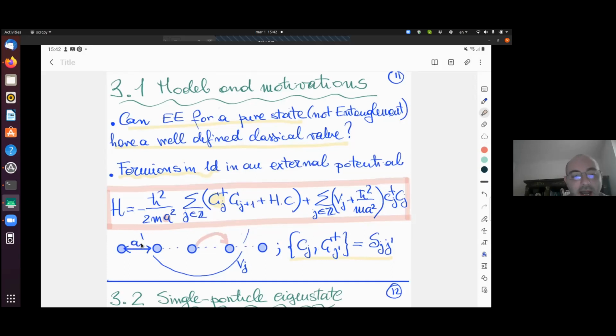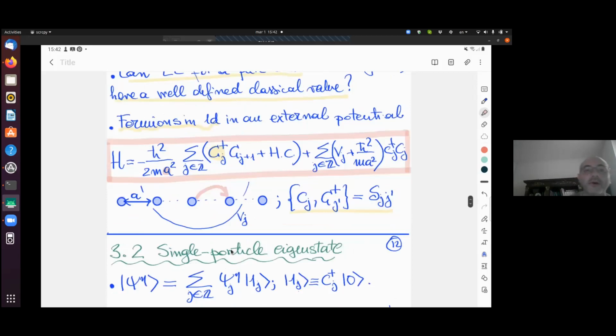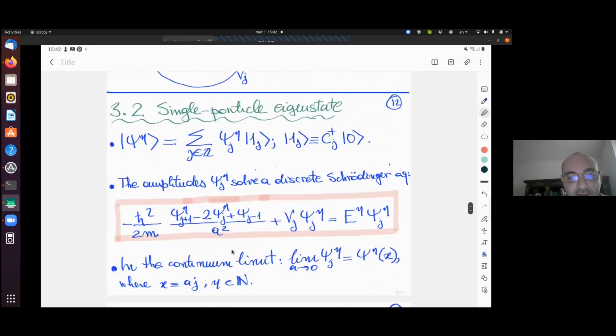Okay, so I need to have an external potential to regularize the wave function, and also a finite lattice, because it's, at least for me, more clear than how things go when I consider the continuum limit. I will consider the continuum limit A goes to 0, where this lattice becomes really the real line. Okay, so let me start with a simple example.